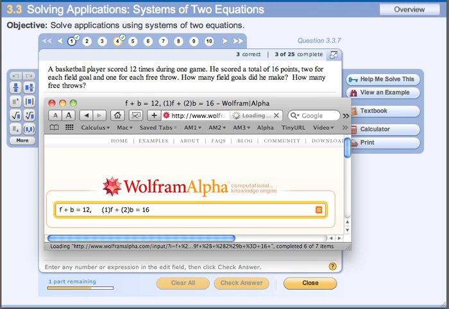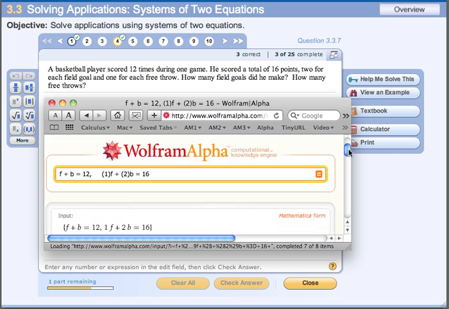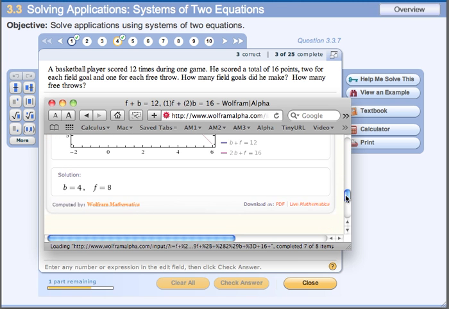And let's see what Wolfram Alpha returns. A solution. The baskets is 4 and the free throws are 8. 4 times 2, they're each worth 2 points, is 8. Plus 8 is 16 total points. So this looks like the solution.